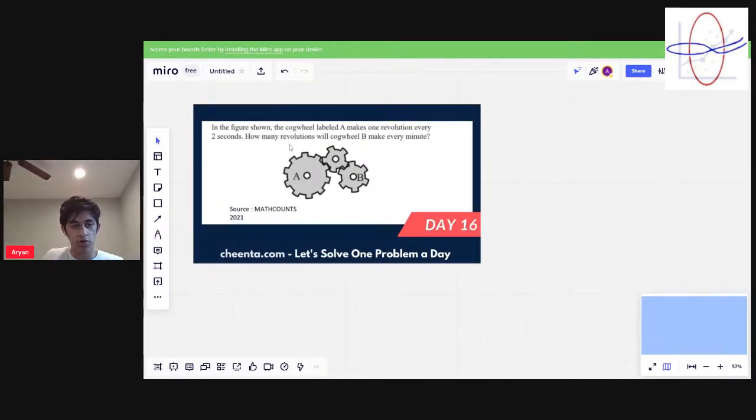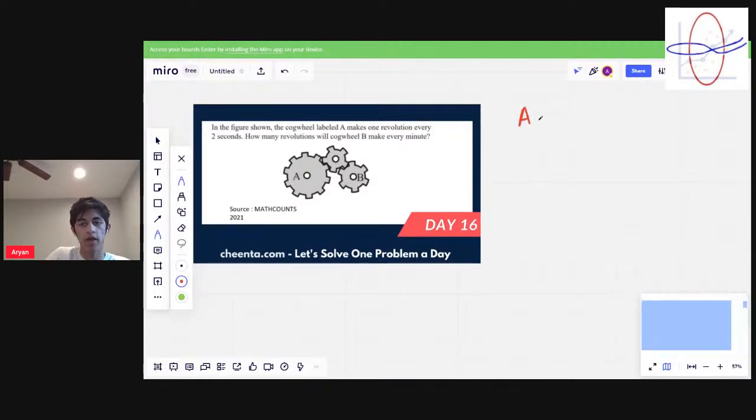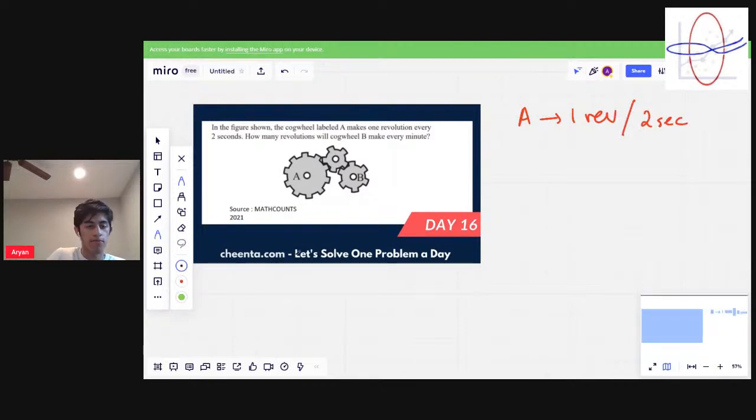In the figure shown, the cogwheel labeled A makes one revolution every 2 seconds. Right, so just while reading this, let's write this down real quick. So A makes one revolution every 2 seconds. And now they're asking, how many revolutions does cogwheel B make per minute?